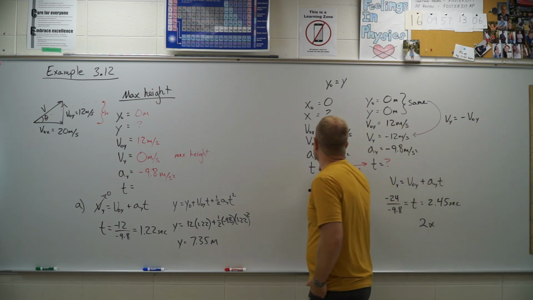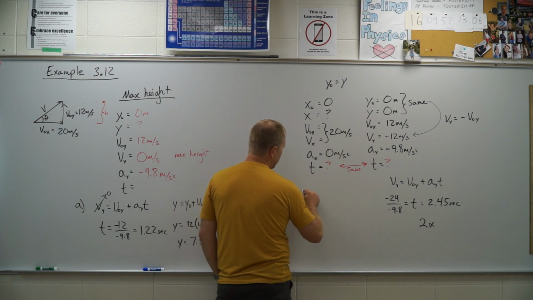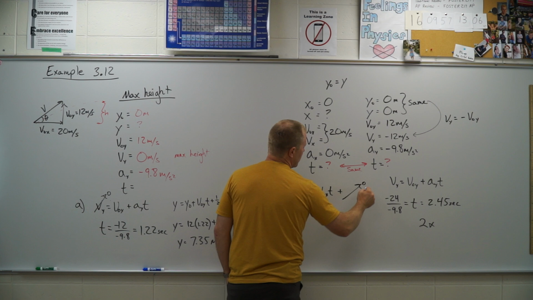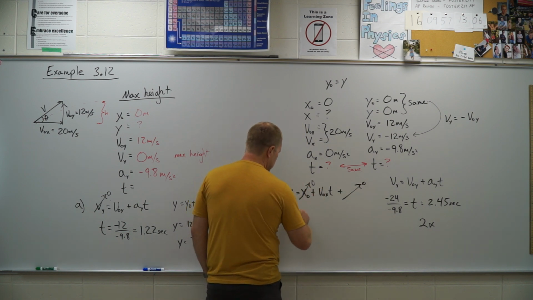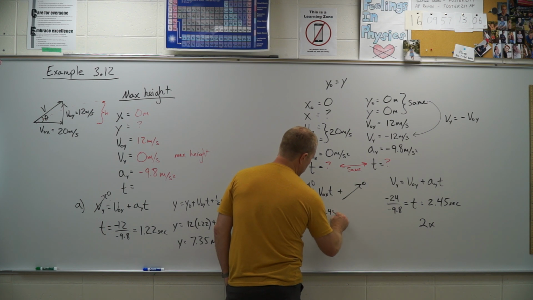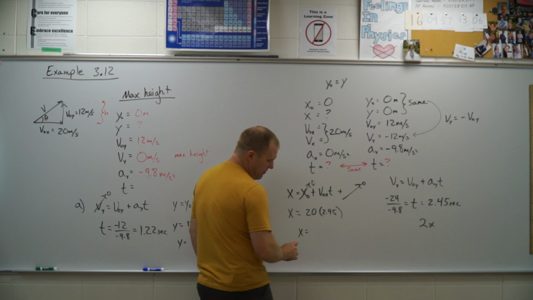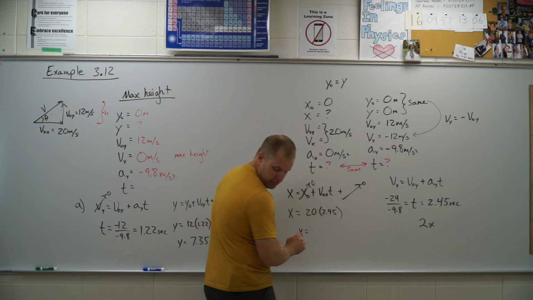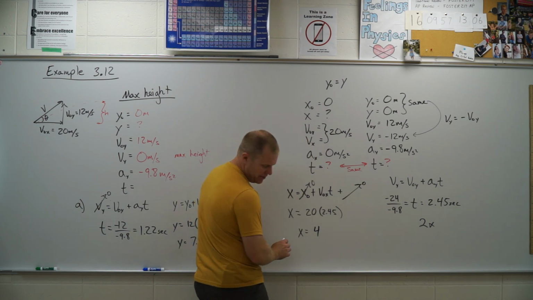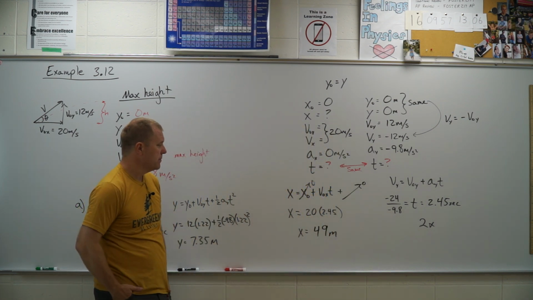Okay. Lastly, we want to find this x. Whenever your acceleration is 0, you're always using equation number 2. So x equals x naught plus v naught x t plus 1/2 a t squared, which all goes to 0. So all I need to do is take that time of 2.45 and multiply it by 20. And I find out the distance traveled is going to be 48.98. So let's just call that 49 meters. That seems pretty reasonable. 49 meters. There you go.